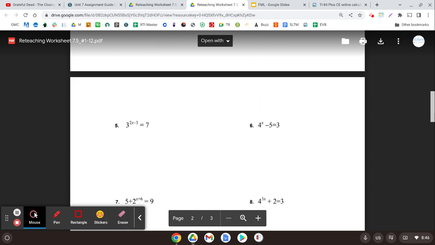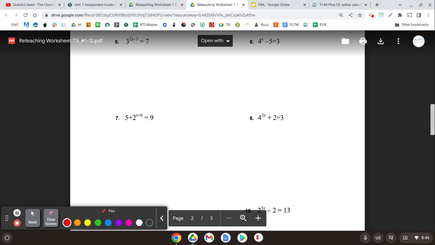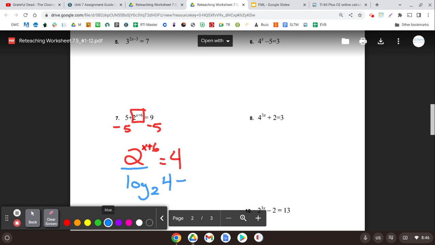Okay, how about one that's a little more difficult, like number 7? Well, if it's not alone, then you got to get it alone first. So we need to isolate this complicated term. So subtract 5 first, and you get 2 to the x plus 6 equals 4. All right, which one of those things would you consider to be the base? It's got something growing on it. It's the base. So log base 2 of 4 is x plus 6.